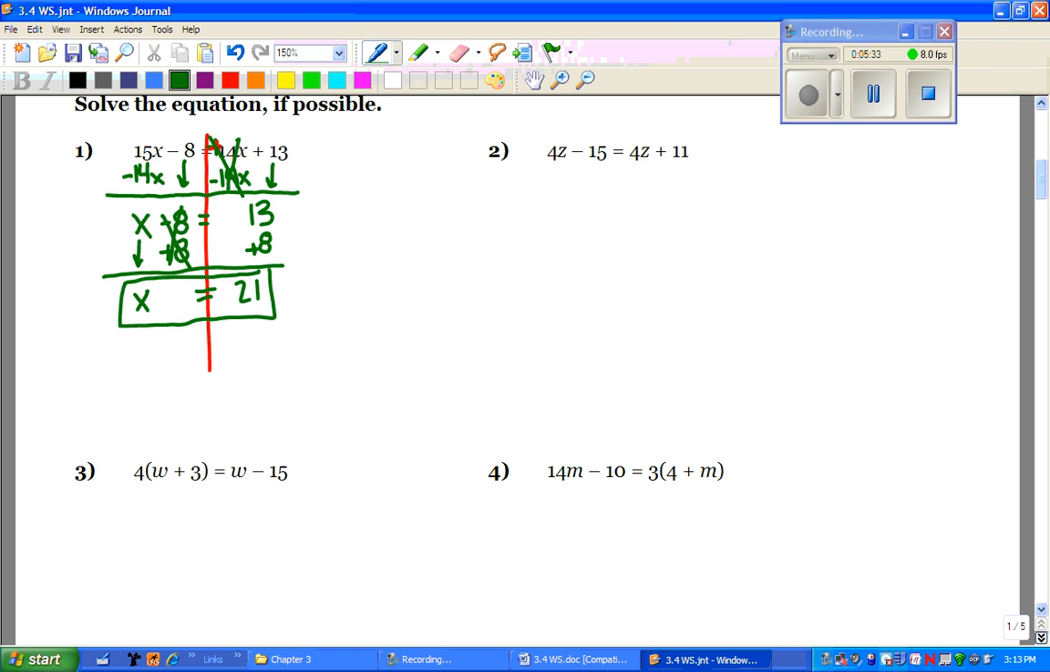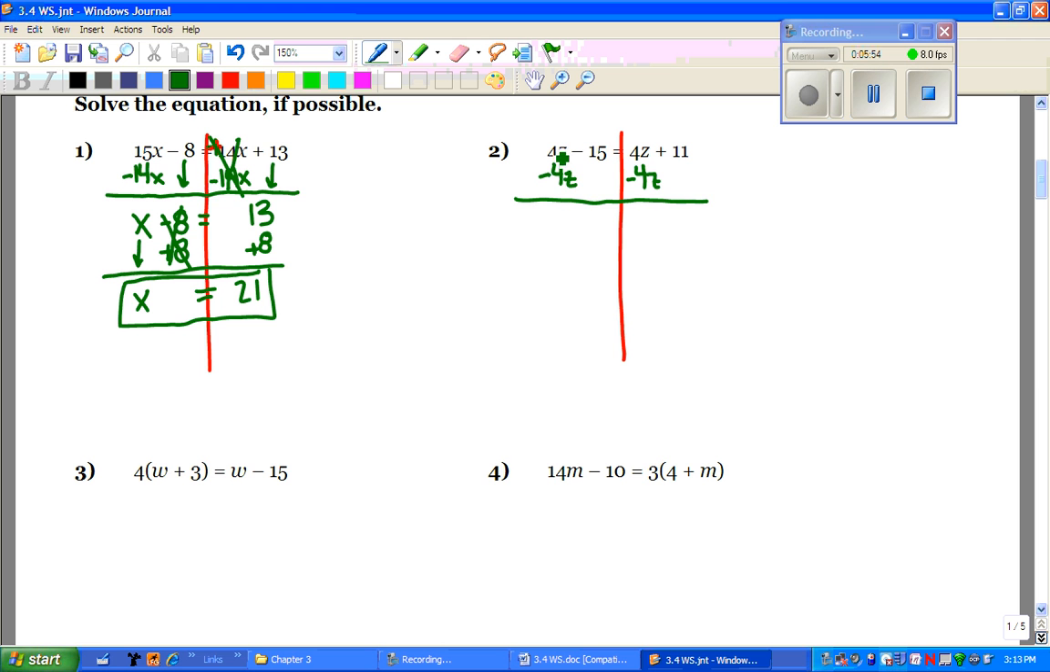Number 2. Take a look at this. Draw my line. Do we have to do distribution or combining like terms in this one? We don't have to, so we're just going to move on to isolating our variable, moving them all to one side. So I'm going to subtract 4z here. I'm going to subtract 4z on this side.